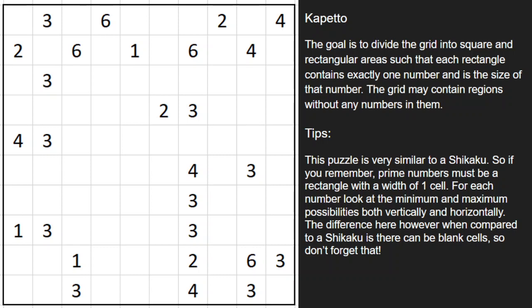This one's known as a Kapetto. The goal is to divide the grid into square and rectangular regions such that each rectangle contains exactly one number and is the size of that number. The grid may contain regions without numbers in them. So it's very similar to a Shikaku puzzle, which I've covered earlier, but the main difference here is that not every cell is going to be part of a region.